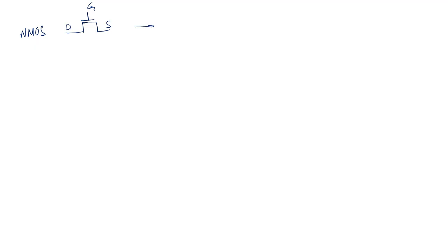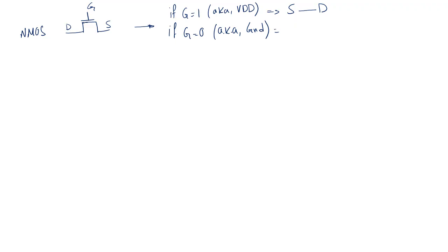And the principle of operation of an NMOS is very, very simple. If gate is 1, also known as VDD, so if I connect the gate to supply voltage or VDD, therefore source and drain are connected. If gate is 0, also known as ground, therefore source is not connected to drain, right? So source and drain are disconnected.